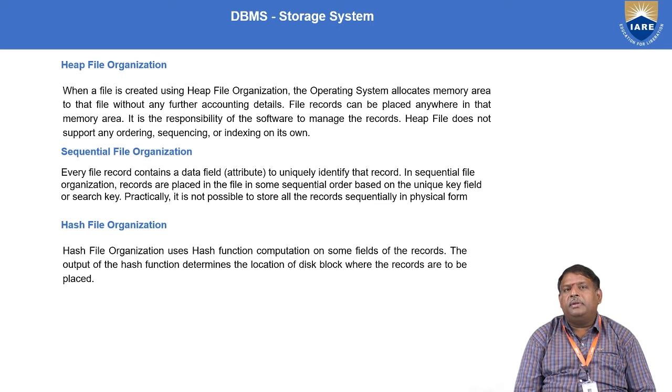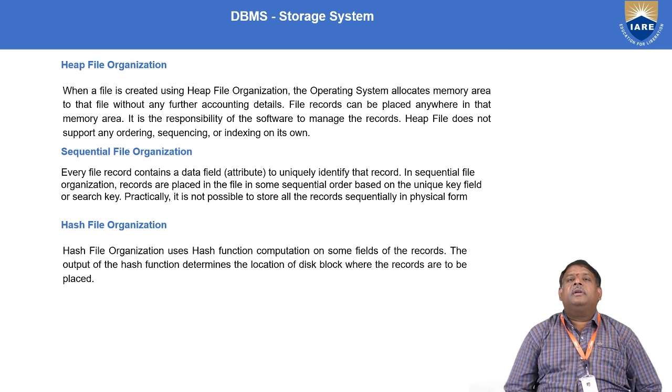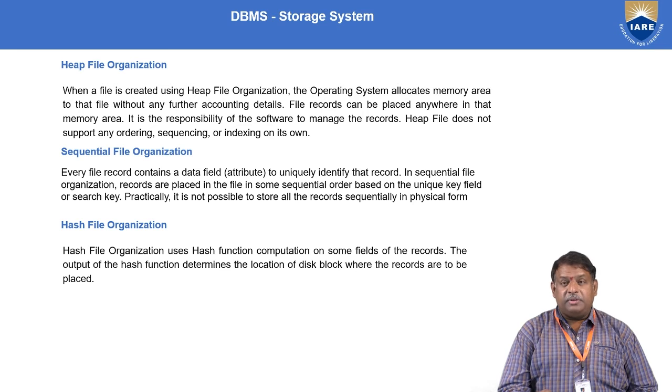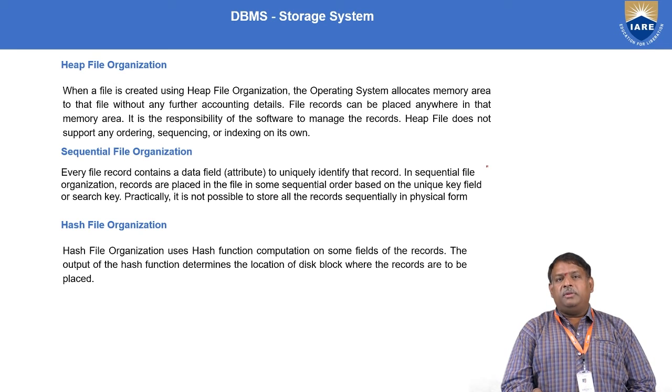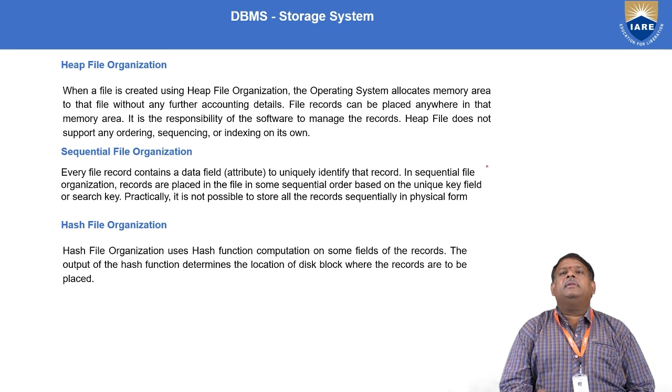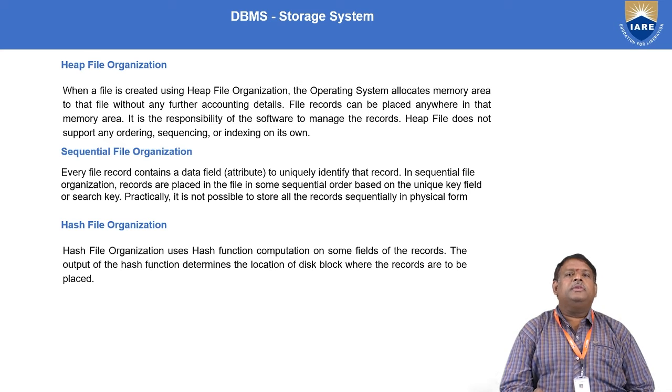Sequential file organization. Every file record contains data to uniquely identify that record. In sequential file organization, records are placed in the file in some sequential order based upon a unique key field or search key. Practically, it is not possible to store all the records in sequential physical form.